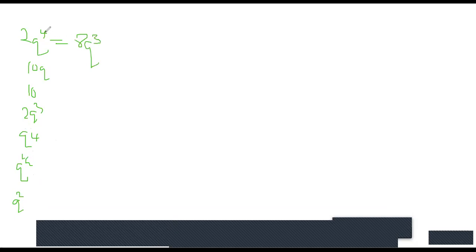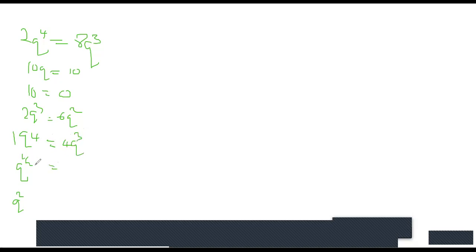8q³. Those of you who are new to differentiation, just multiply the numbers, then subtract 1 from the power. 10q¹ is simply what? 10. Derivative of a constant is 0. 2q³ is what? 6q². q⁴, there's an invisible 1 there. That is what? 4q³.